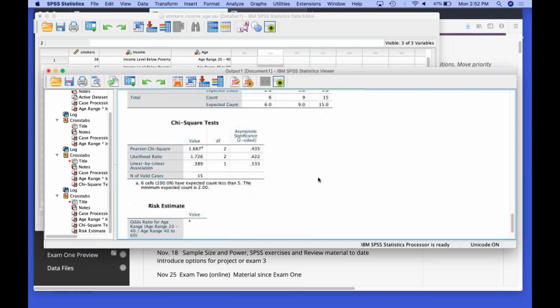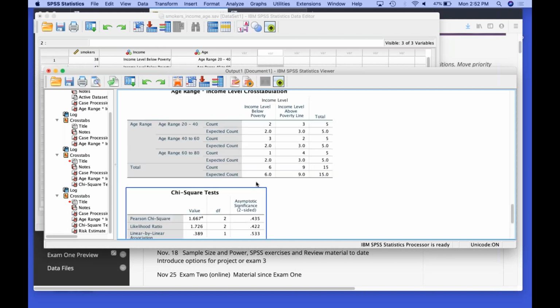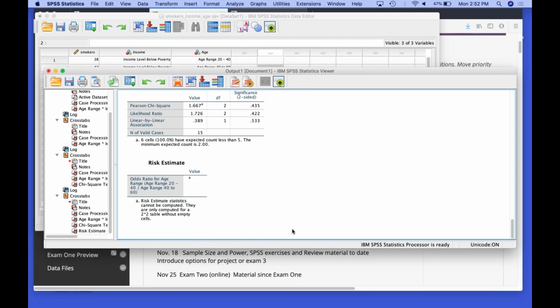And we get our table again. We get chi-square calculated again. Oh, what happened? We got an error. Risk estimate statistics cannot be computed. Only computed for a 2x2 table. So we can only do this for a 2x2 table. There are ways for us to get around this later on that we can talk about if you want to break down your data into 2x2 tables instead of the large data. But you can use chi-square for any number of rows and columns that you want.